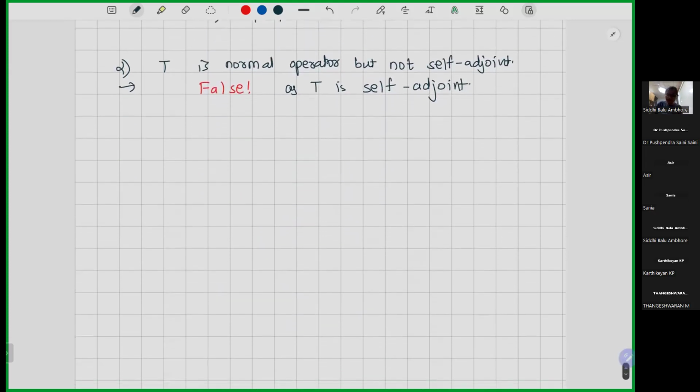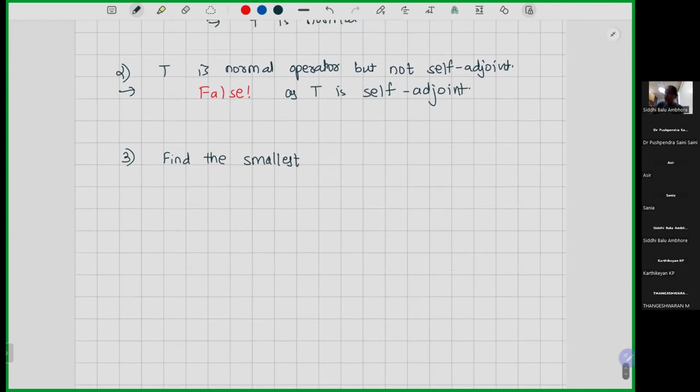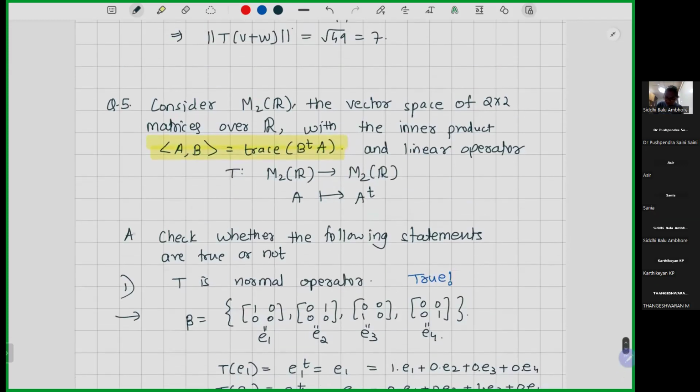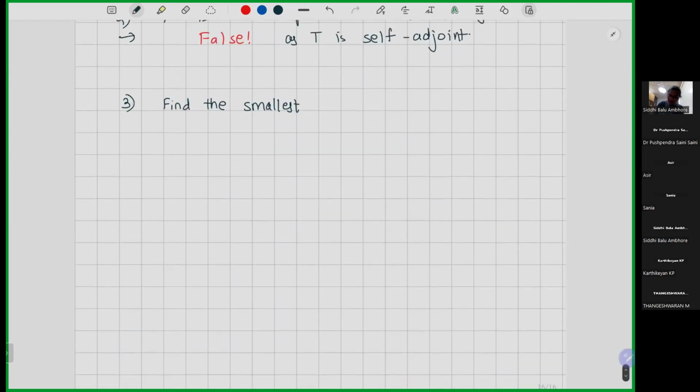And the next question asks: if I call this question A and this B, find the smallest eigenvalue of T, or the smallest and largest eigenvalue of T.